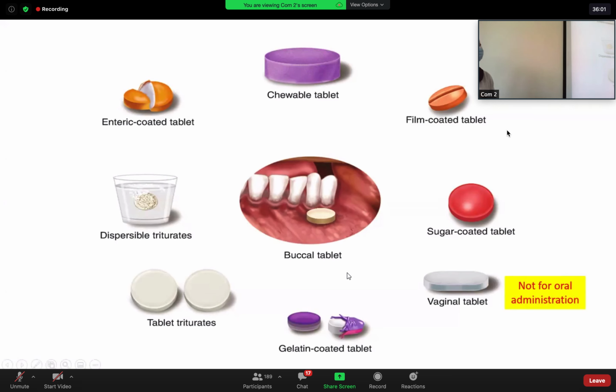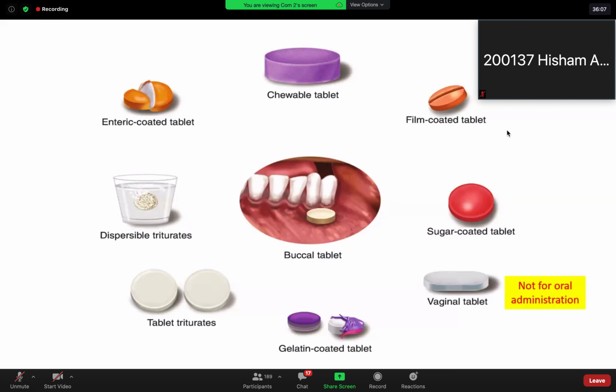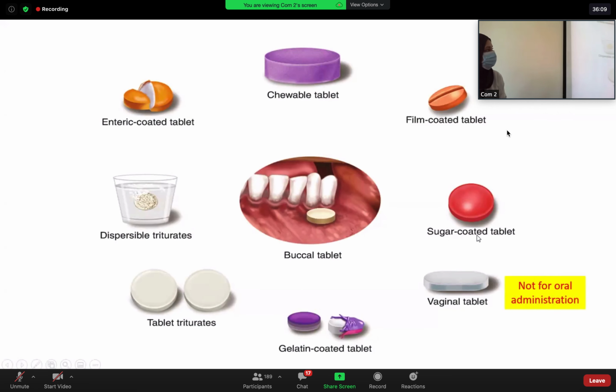The most important point here is that this formulation must be applicable for buccal administration, because some of them are not. If it's a hard gelatin, like this one, or it's a sugar tablet, that will not dissolve if you place it at the cheek, for example. So it really has to be formulated as a buccal tablet.